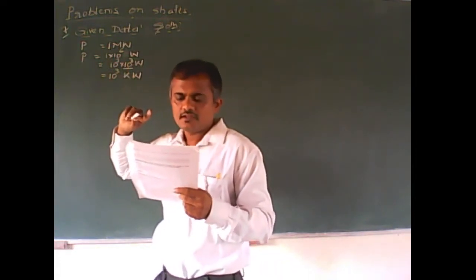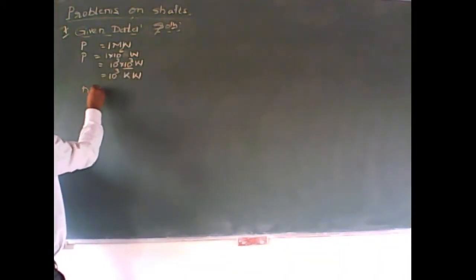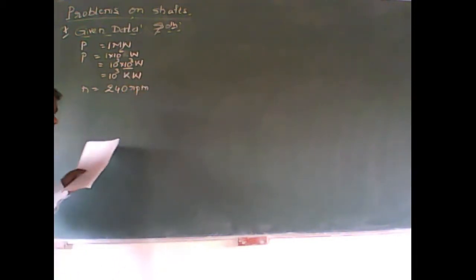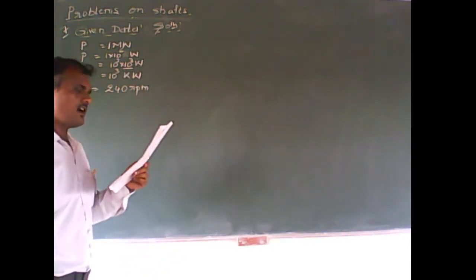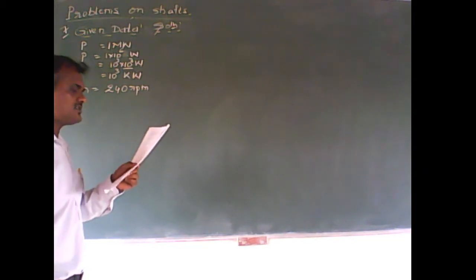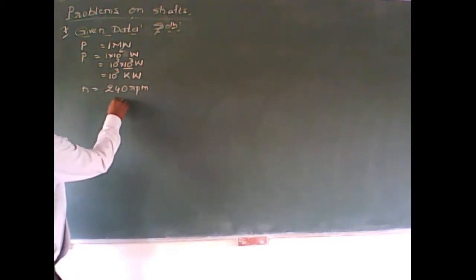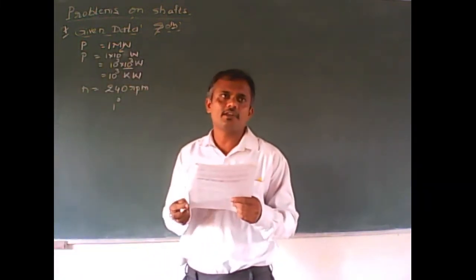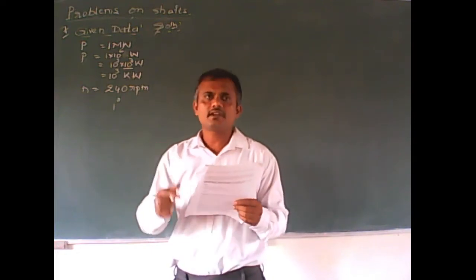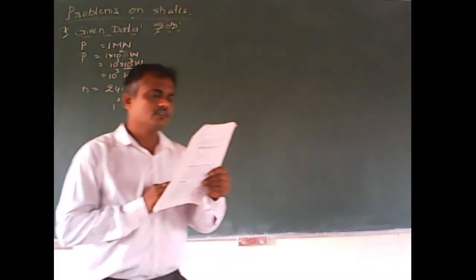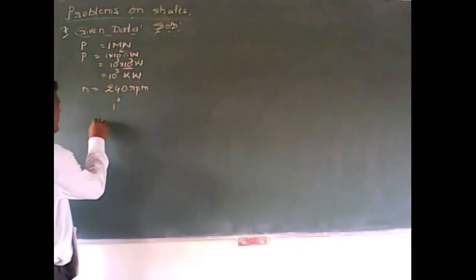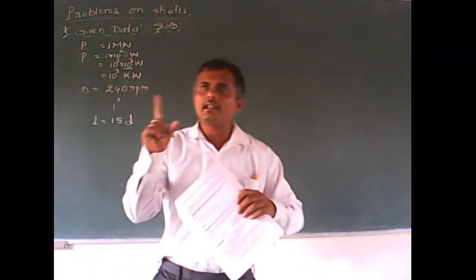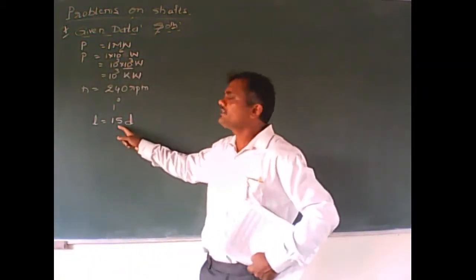Afterwards, the N value is also given, 240 rpm, and he says the shaft must not twist more than 1 degree. What is the symbol for denoting this 1 degree? We will discuss that later by referring to the data. 1 degree on a length of 15 diameters. You should write it like this: the length of the shaft is 15 times the diameter.